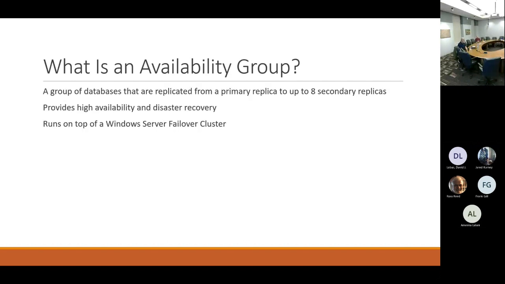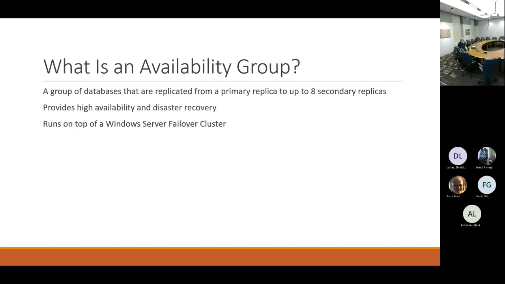So talk about this, the group of databases. You can replicate that database from one primary server. You always have one primary or one replica server that's acting as your primary replica. And then you can have up to 8 secondary replicas. It provides high availability and disaster recovery. And it runs on top of a Windows Server failover cluster.